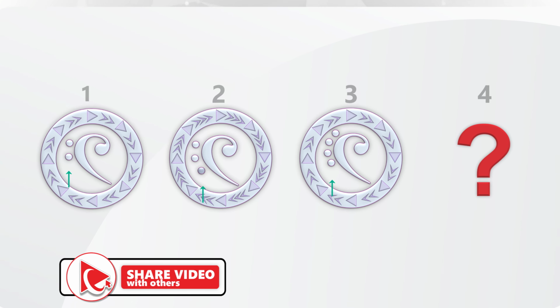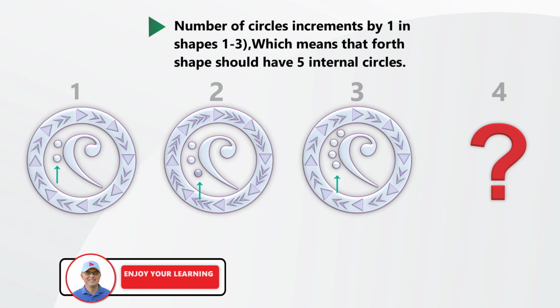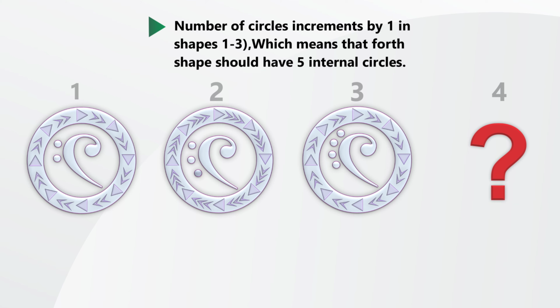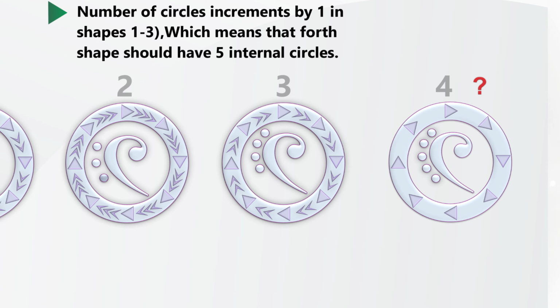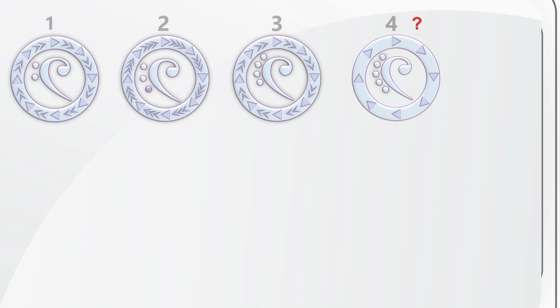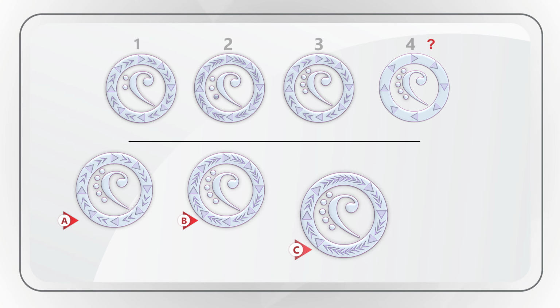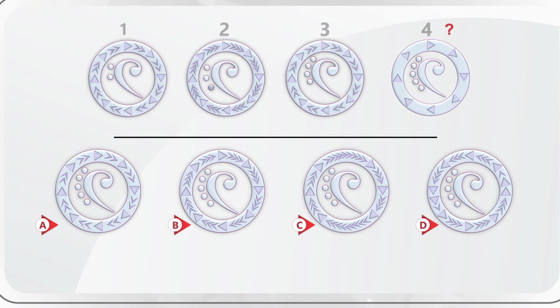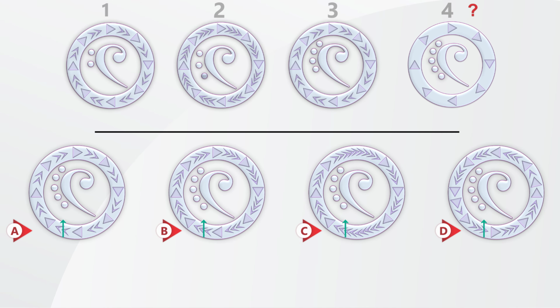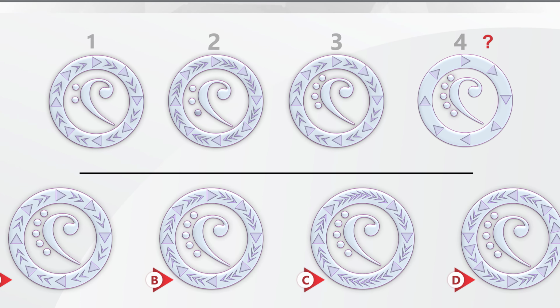Number of circles increments by 1 in items 1 through 3. For example, item 1 has 2 circles, item 2 has 3 circles, 1, 2, and 3, and then item 3 has 4 circles, which means that item 4 should have 5 circles. Well, guess what? I was so excited to select the final answer just based on this finding, but then I noticed that all choices A, B, C, and D, they all have 5 small circles inside, which leads us to conclusion that number of checks between triangles defines the final answer.